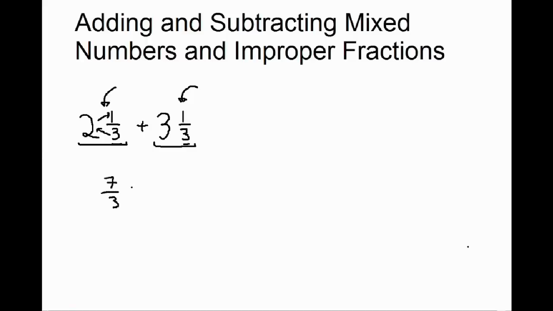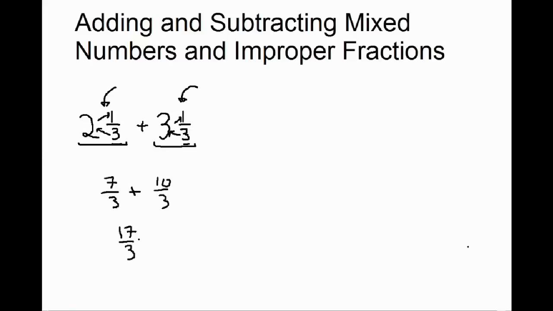So to get that 7 there, I did 3 times 2 and then plus 1. So here we multiply 3 times 3 and then add 1, which gives us 10. And now we have a case where we have the same denominator. So we know now that we can simply add the numerators and the denominator stays the same. So we end up with 17 over 3.